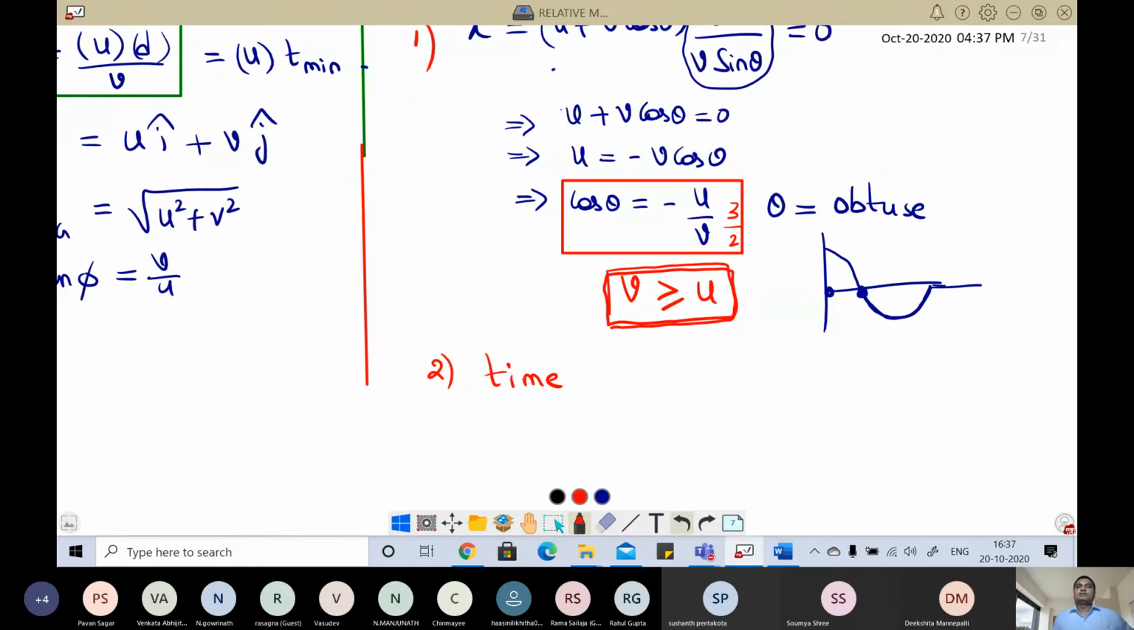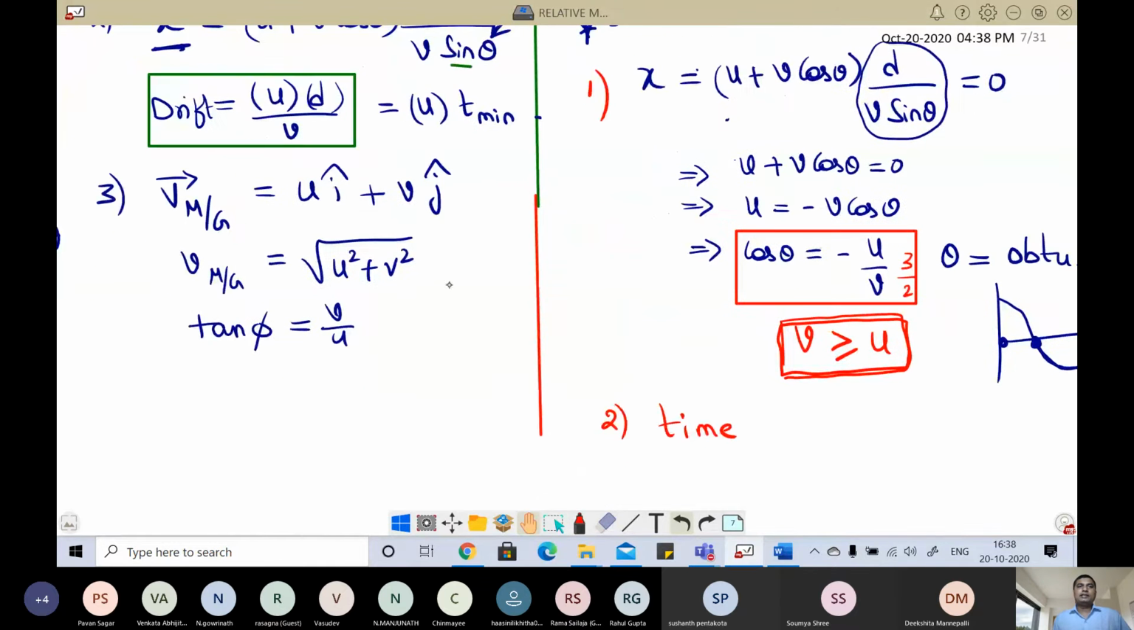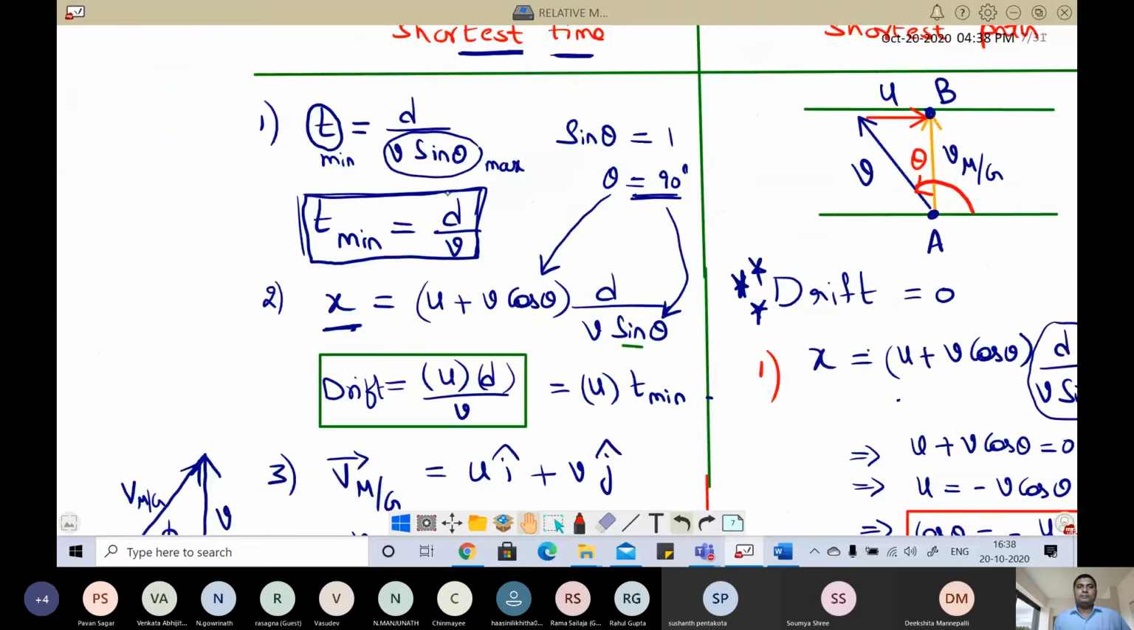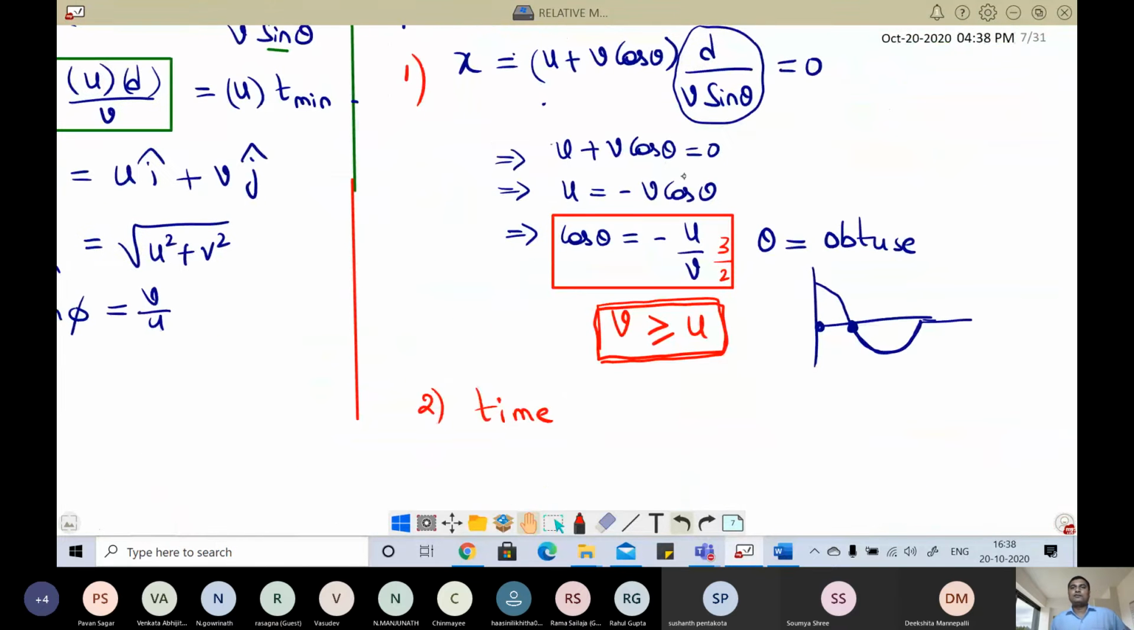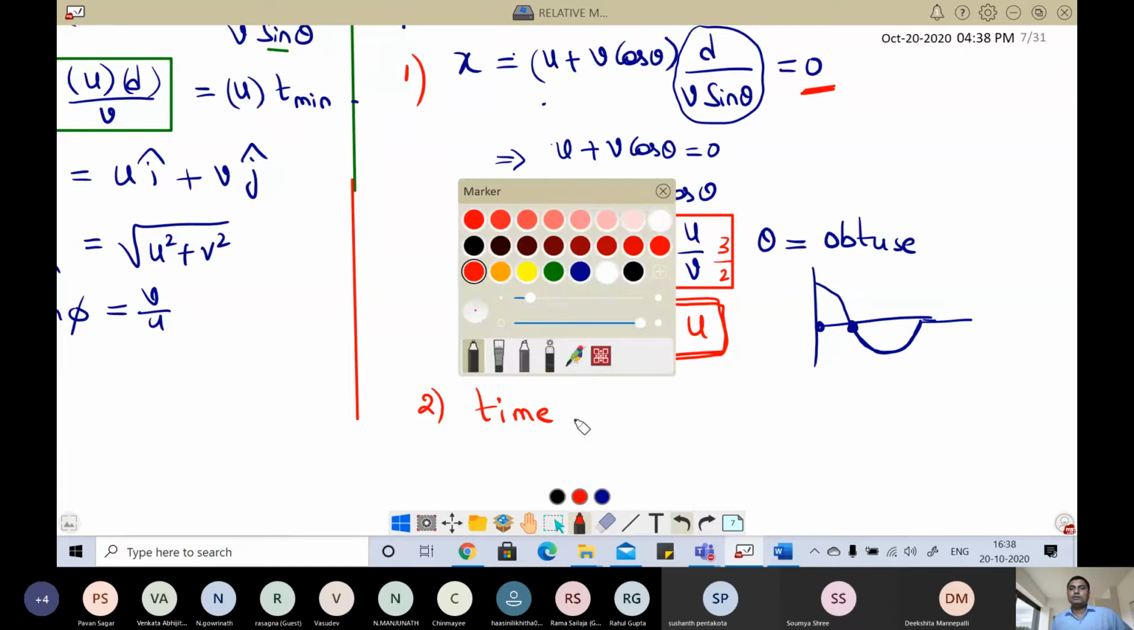So first drift and time, just like in the previous case, where first we calculated time and then drift for minimum time. In the same way here also, now we have to find out time. Drift we have found out, drift is 0 here. From that we got the condition, and next we are going to find out time.